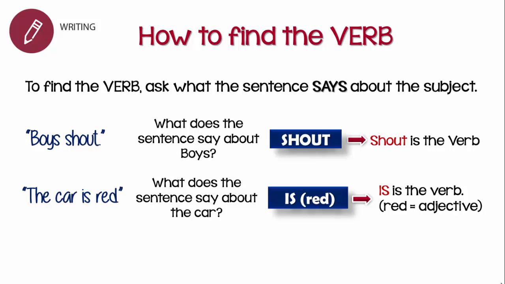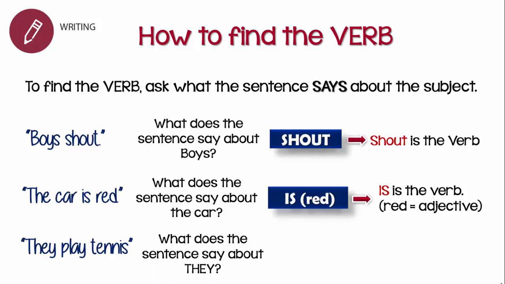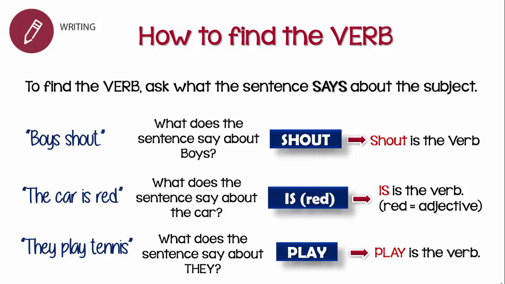Red is an adjective. Remember that is a linking verb. I need something after is to complete the idea of the sentence. They play tennis. What does the sentence say about they? They play. Play is the verb.